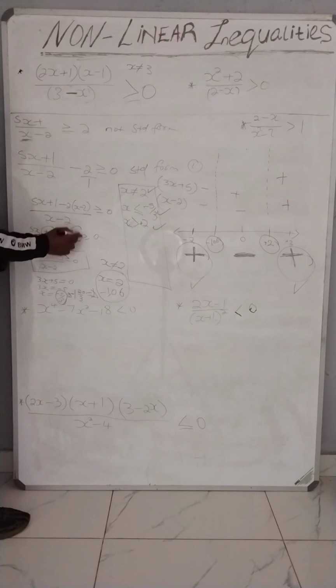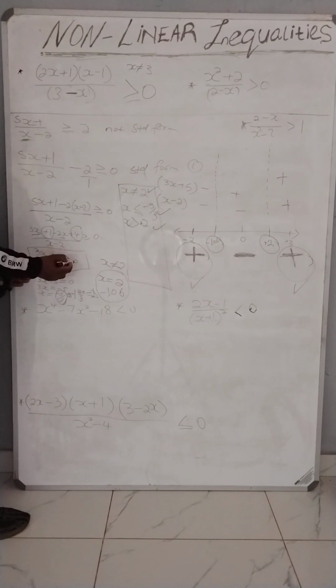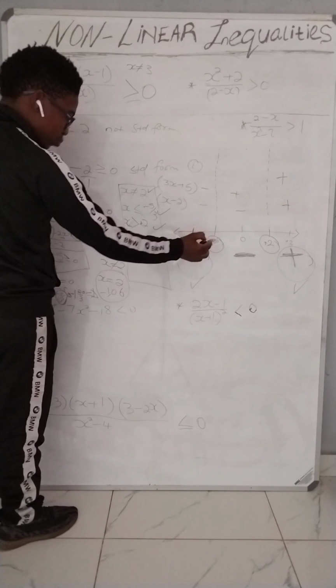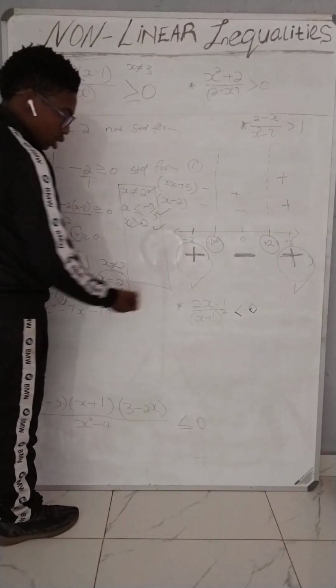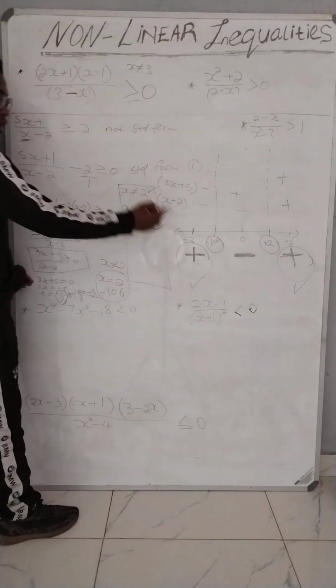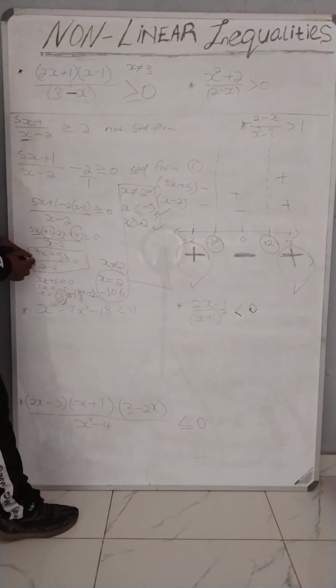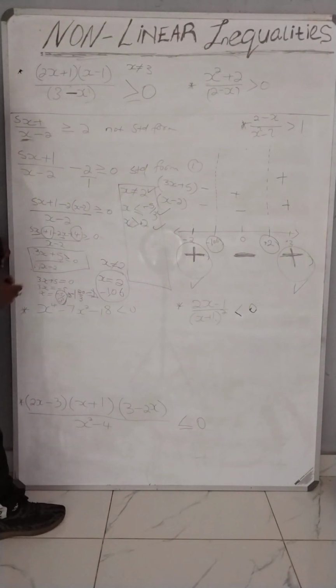And then you get 3x plus 5 over x minus 2 is greater than or equal to 0. From there you find the values for which this expression is 0. That is, for 3x plus 5 it is negative 5 over 3, which is this number, and you put it there for testing. Then x minus 2 is 0 at 2, and you put it there for testing, and then you take your two factors.